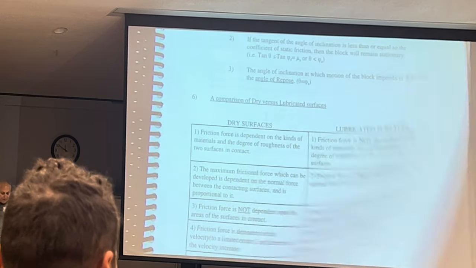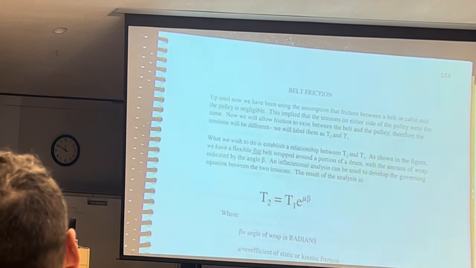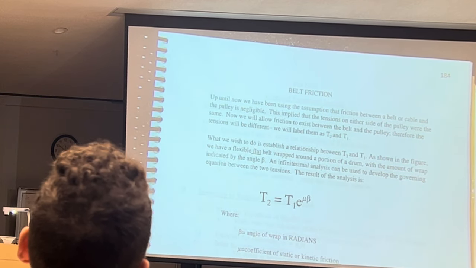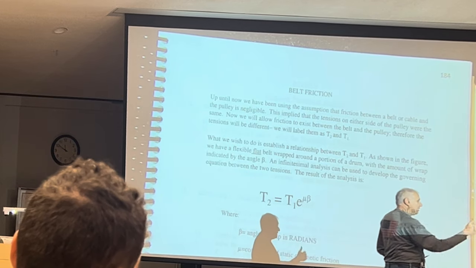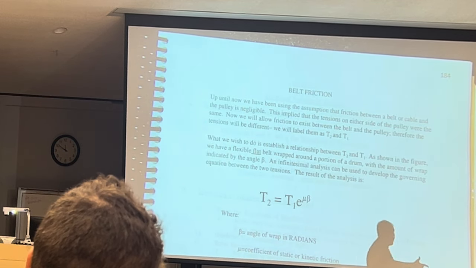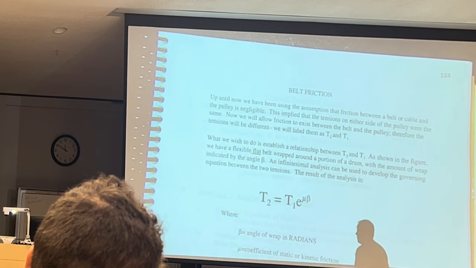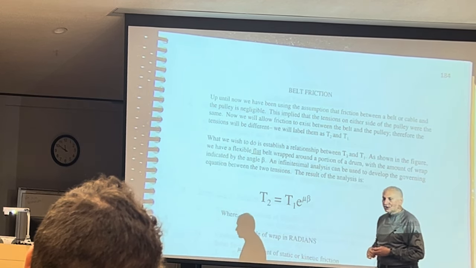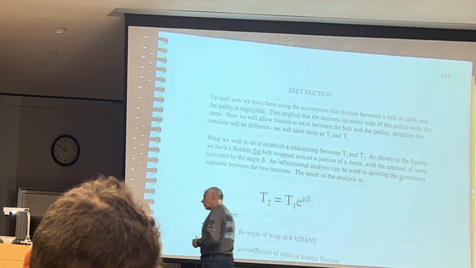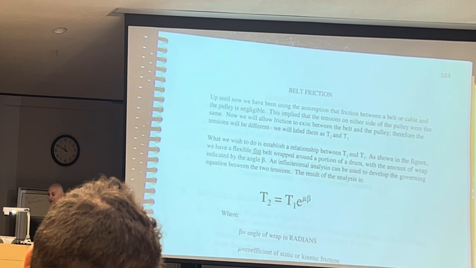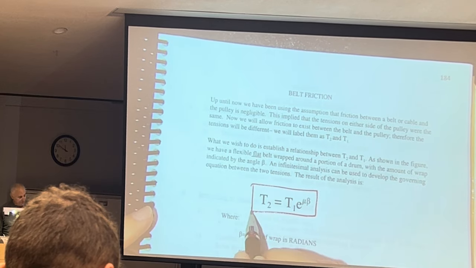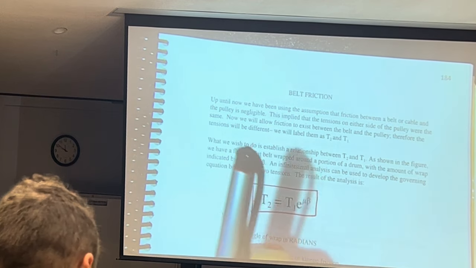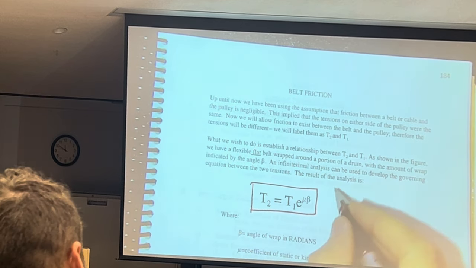My favorite, belt friction. This is the first time that we're going to relax that constraint which said, hey, pulleys are massless and frictionless. Now we know in the real world, there's no such animal as a frictionless pulley. So in order to take into account that there is friction in the real world, we have this wonderful belt friction equation. Derivable. Volk does a great job at deriving.